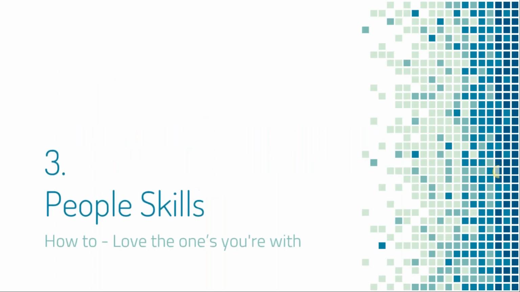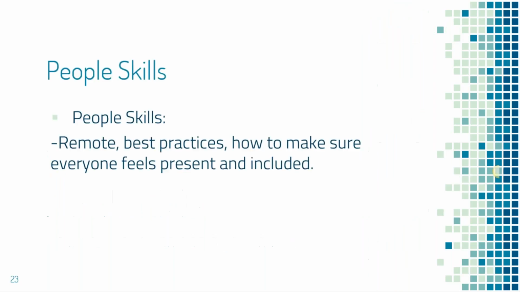And the next topic I want to talk about is people skills. It's kind of that idea of the old song, how to love the one you're with, how to love those that you are with. Our coworkers are like our siblings. You can't choose who your coworkers are, just like you can't choose who your siblings are, but you have to learn to like them and love them and live with them.